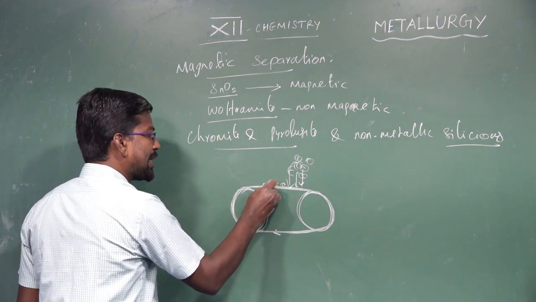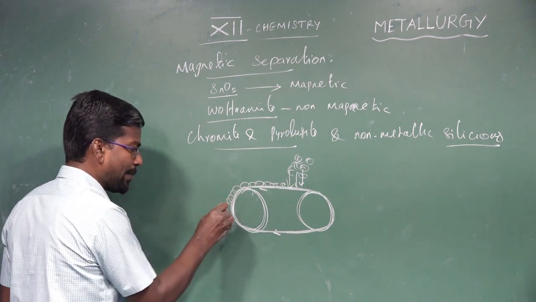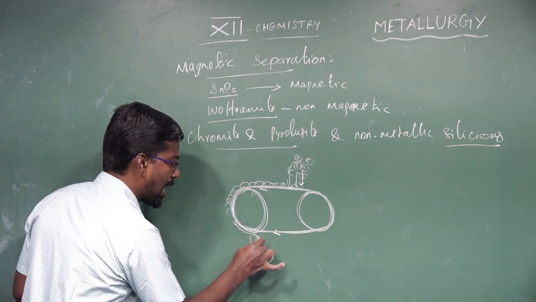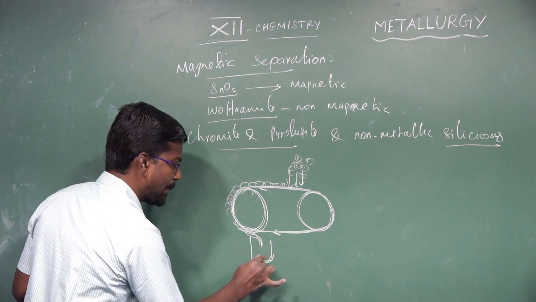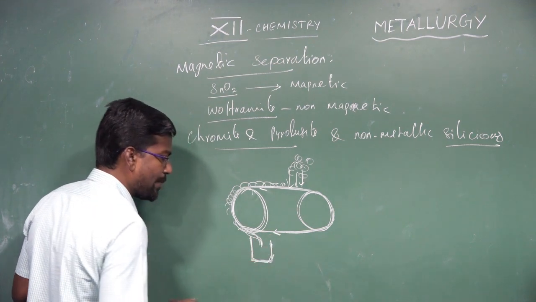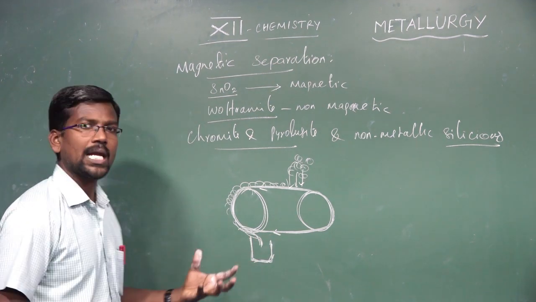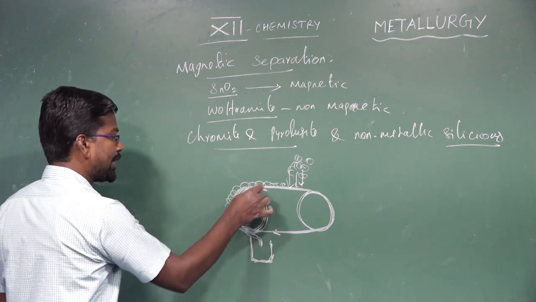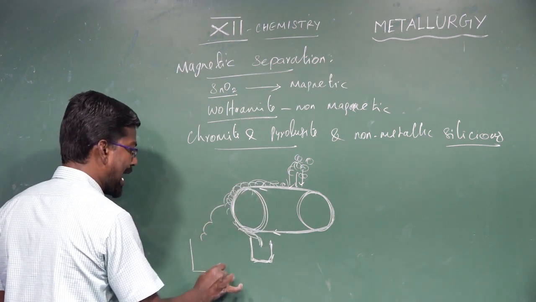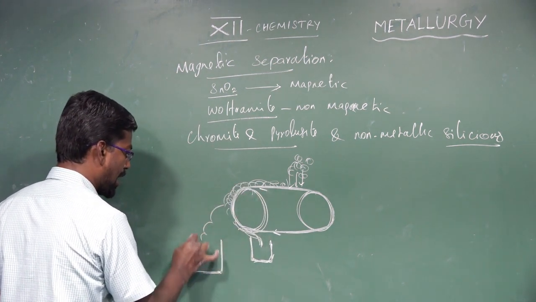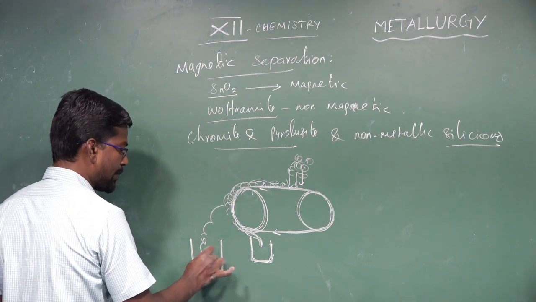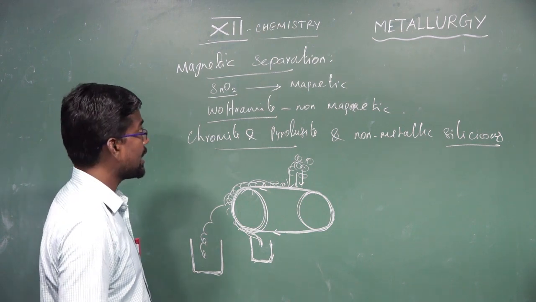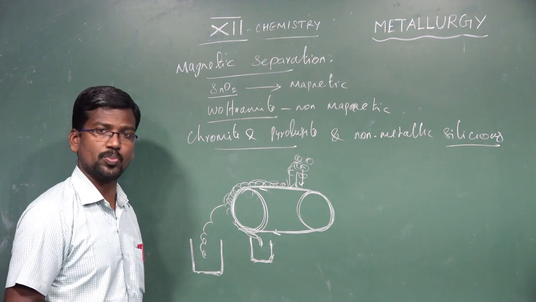The magnetic ore particles stick to the magnetic roller and fall on a heap placed near the magnetic roller. The non-magnetic impurities fall on another heap, which is placed far away from the magnetic roller. Okay, so this process is known as the magnetic separation process.